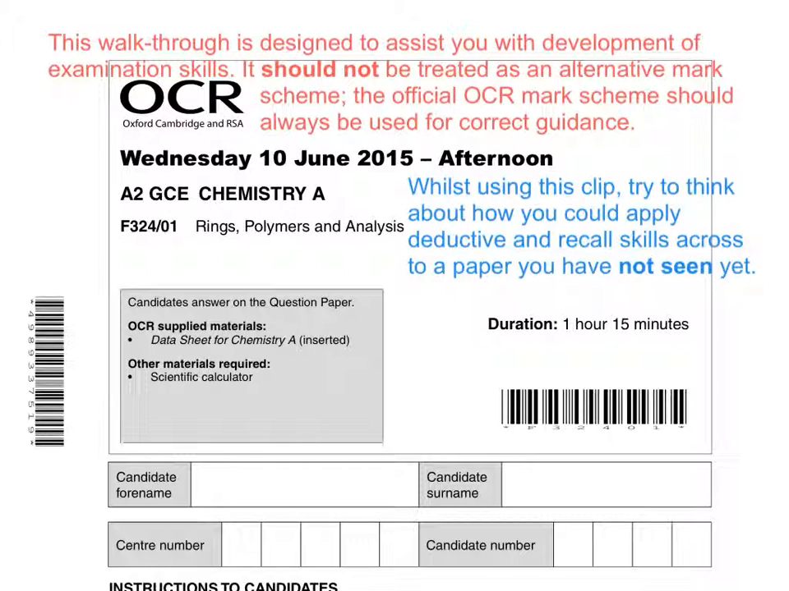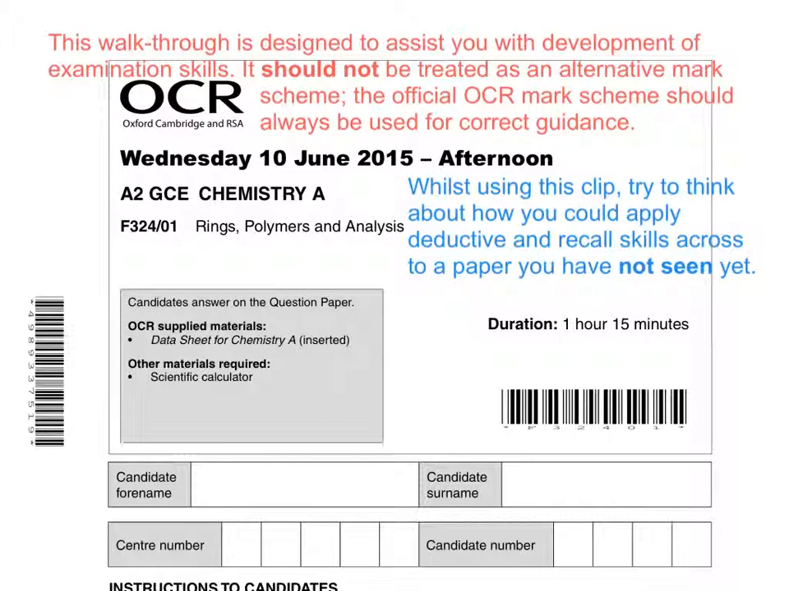in front of you. And the way to approach it is to recognise where application could have been used or recall could have been drawn upon from your revision, so that therefore you can take those skills and apply them across to an exam paper that you haven't seen yet. That would be the most useful way to use this clip.